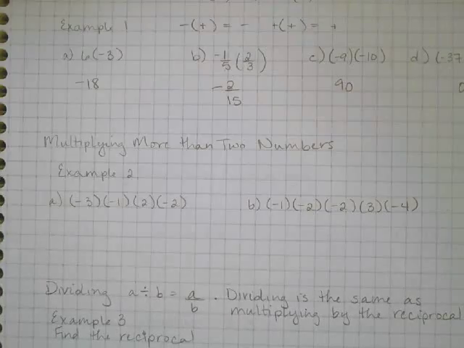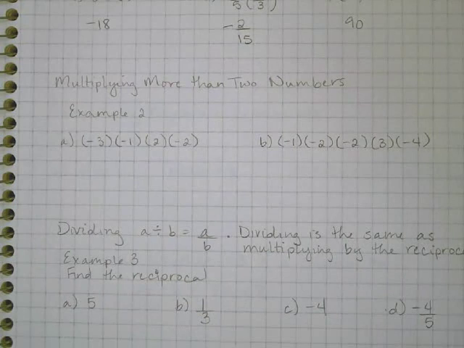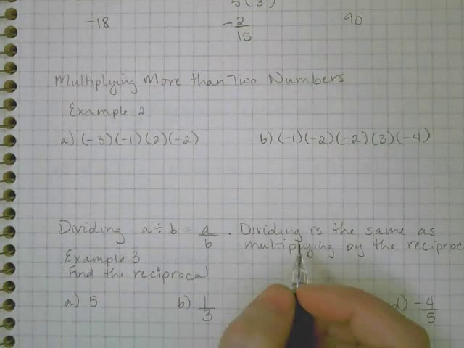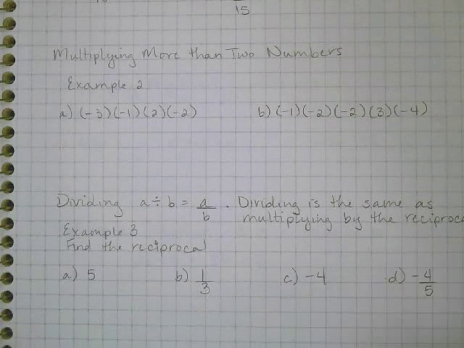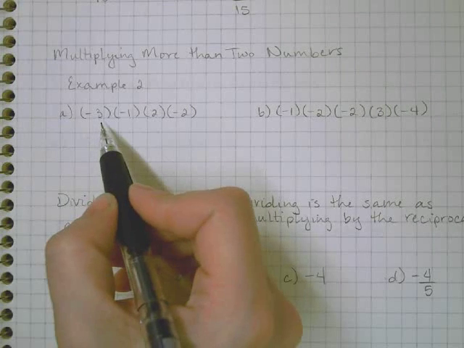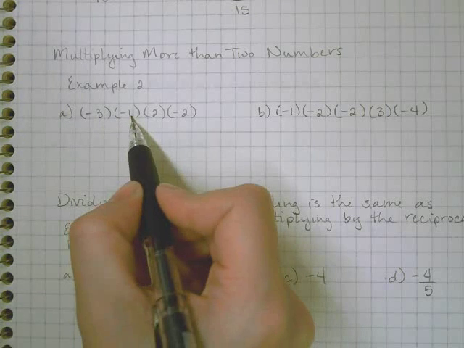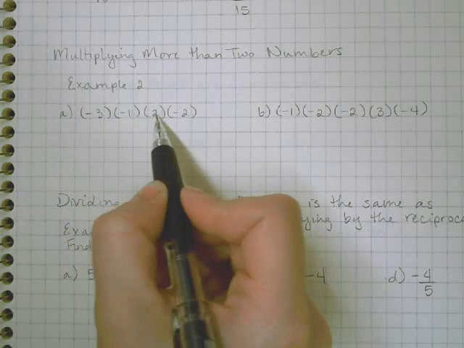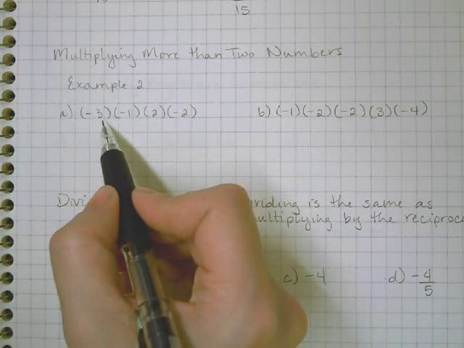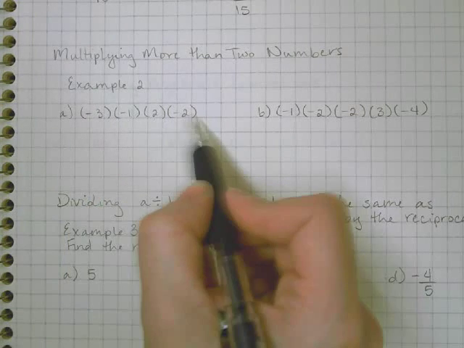If we're multiplying more than two numbers, then you have to look at how many numbers there actually are and how many negatives there actually are. So let's first just work with the absolute values of the numbers. So 3 times 1 is 1. I'm kidding, that's not right. Sorry, 3 times 1 is 3. Times 2 is 6. Times 2 is 12.